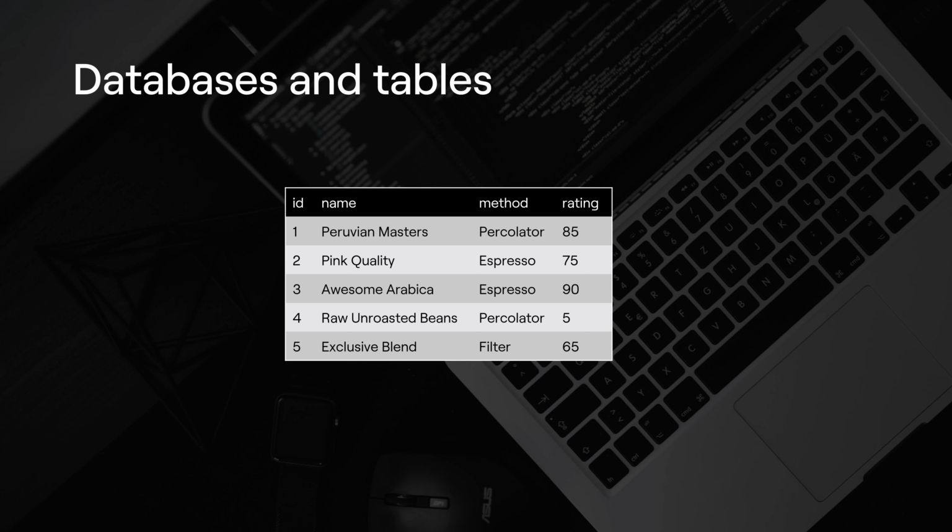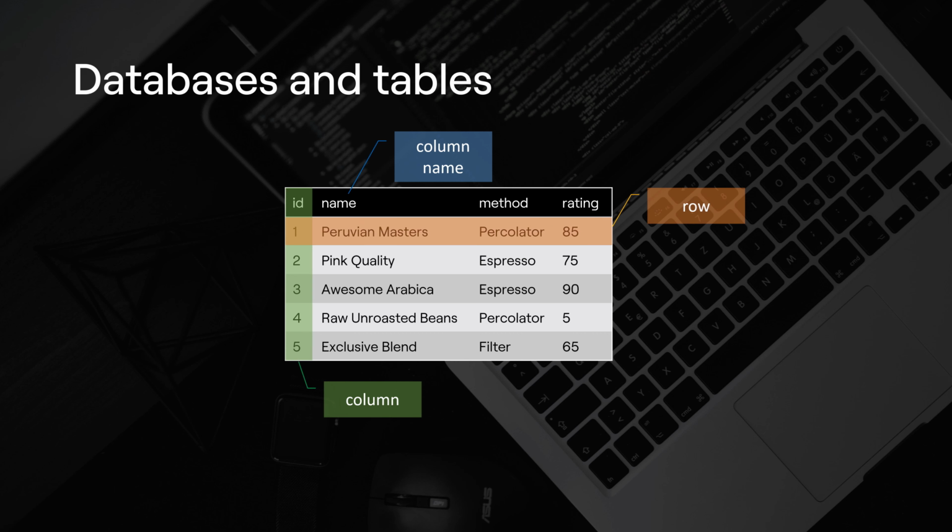And so what we've got in a table is, first of all, the column names. So every column in a table has a name. In this case, the name is name, but this column's name is method, this column's name is rating, this column's name is ID. And the tables are composed of columns and also of rows.